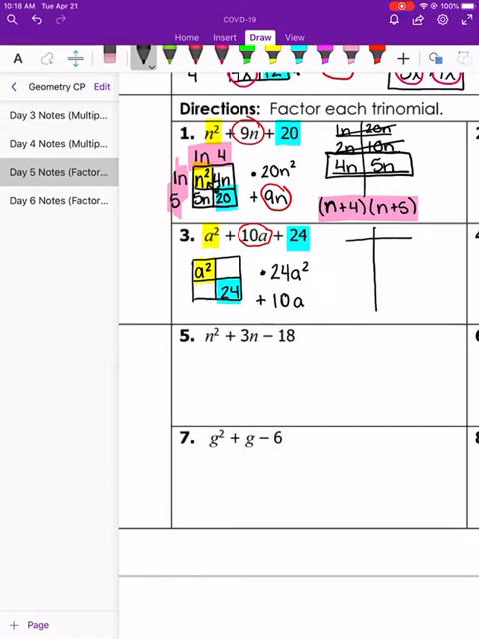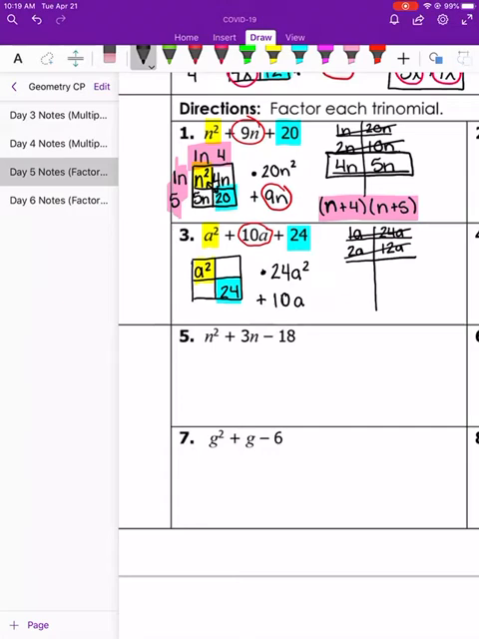So I know a 1a and a 24a will work. Does 1a plus 24 add to 10a? No. Okay, so we can't do that one. Next, I'm going to do 2a. 2a goes into 24a squared, 12a times, okay? Does 2 plus 12 add up to give me 10? No, so this one's not going to work.